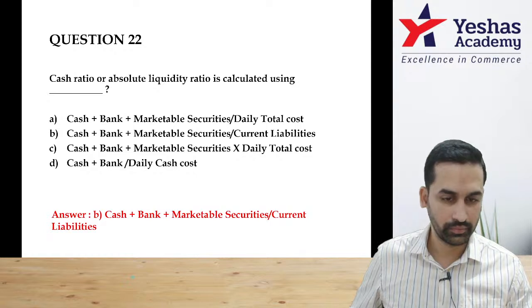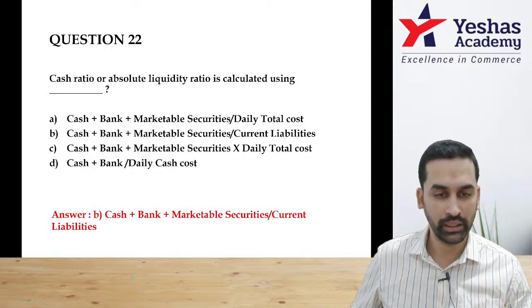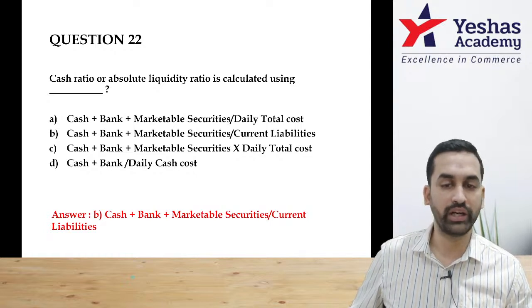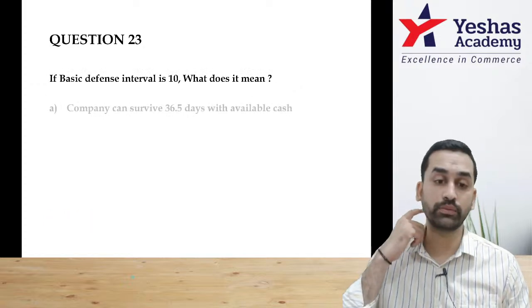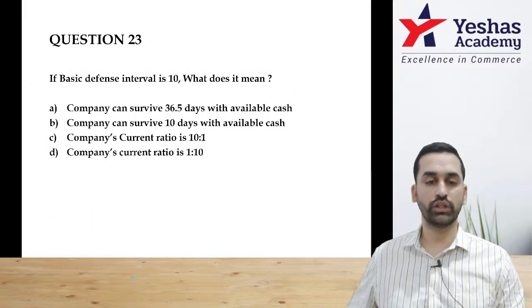Correct? This is your option B. Cash ratio or absolute liquidity ratio. Yeah. Let's move on. Question 23.